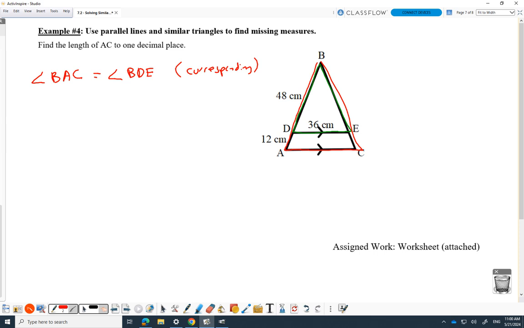Okay, go again. Another pair of angles that's equal. I did BAC. BCA, yes? What's BCA equal to? BED. And that's also corresponding. Those parallel lines really help. Once you got those parallel lines, you're pretty much home.